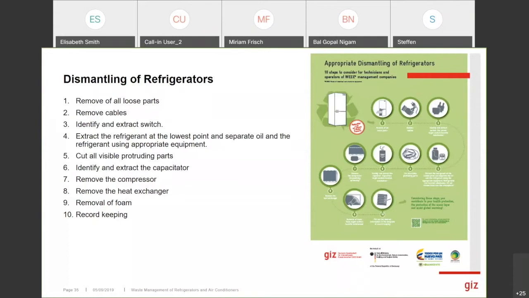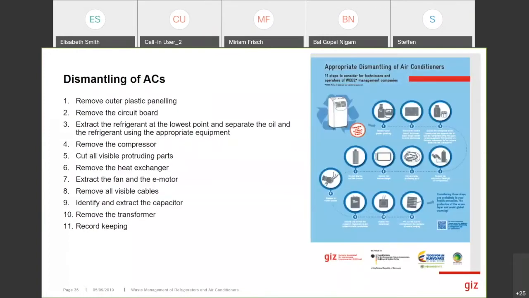Then identify and extract the capacitor. Remove the compressor. Remove the heat exchanger. And then foam stripping. And finally, balancing, record keeping of the raw materials received. This is the disassembling of refrigerators. The dismantling of air conditioners is more or less comparable.